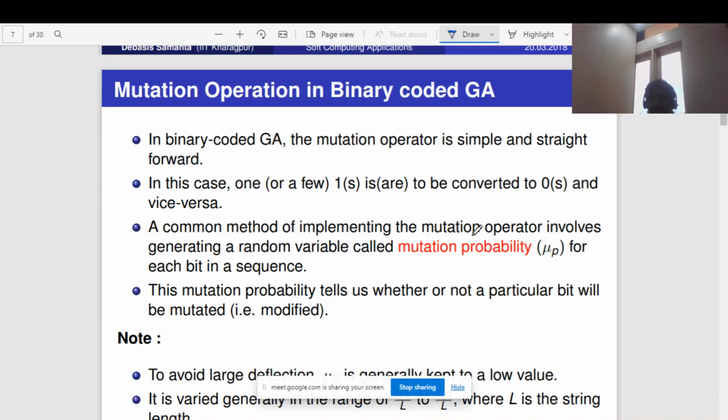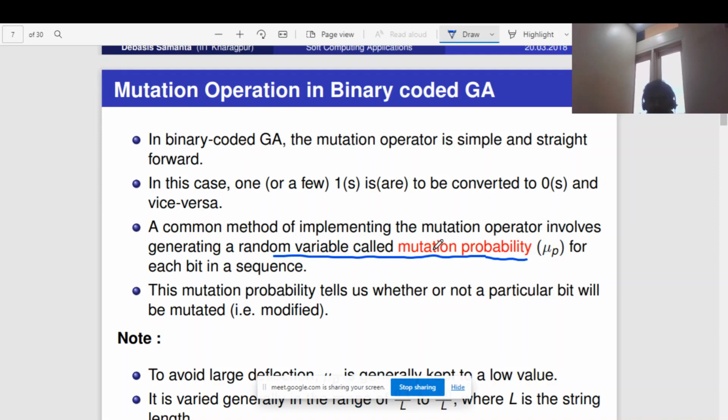A common method of implementing the mutation operator involves generating a random variable called mutation probability. So here everything depends on this mutation probability. Wherever this mutation probability applies, for every bit we have to generate the mutation probability.